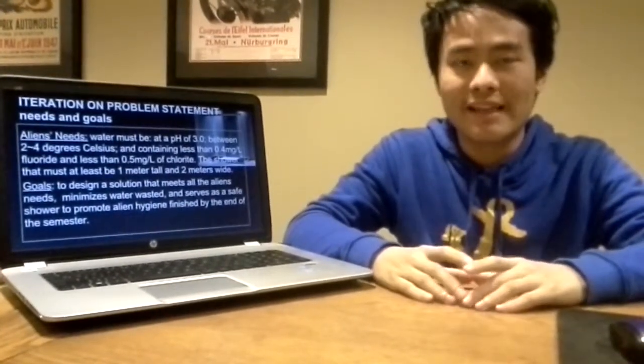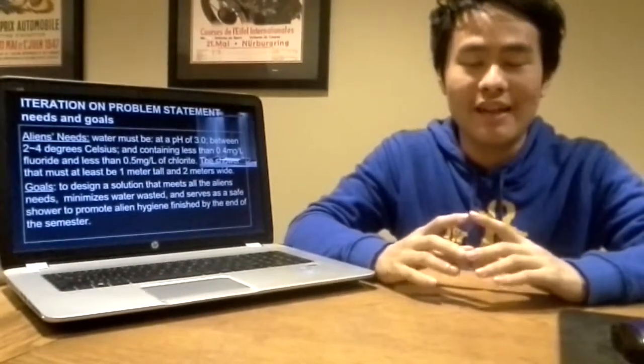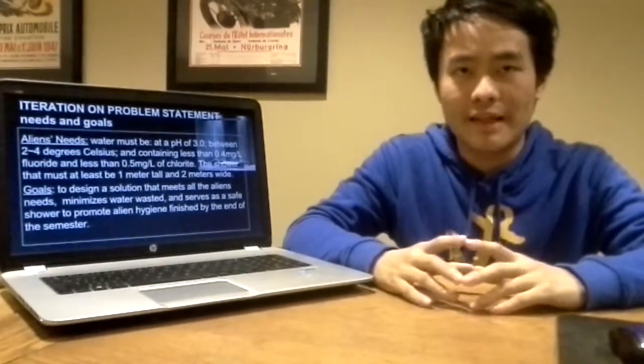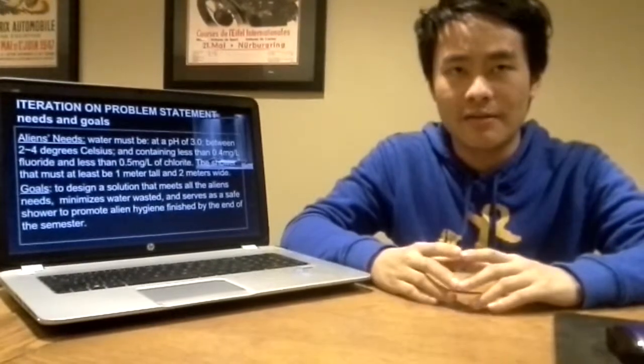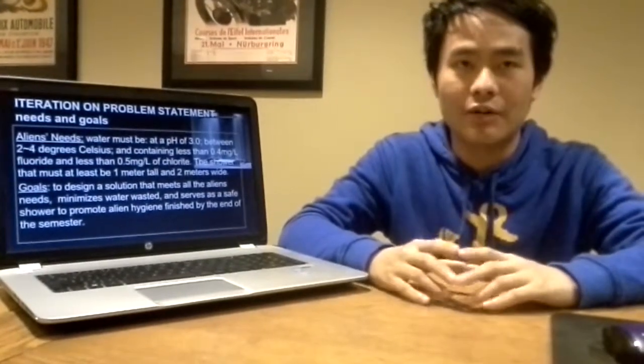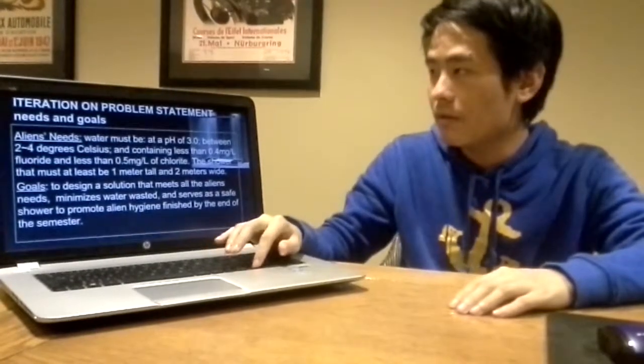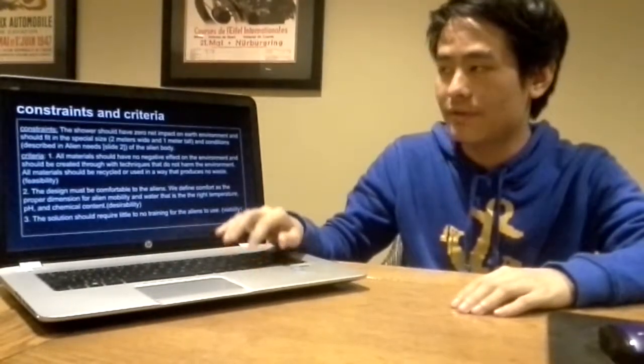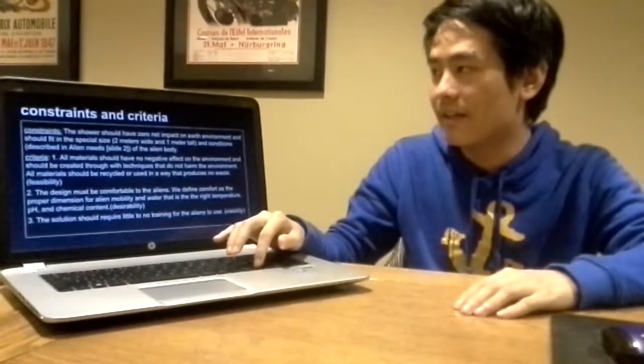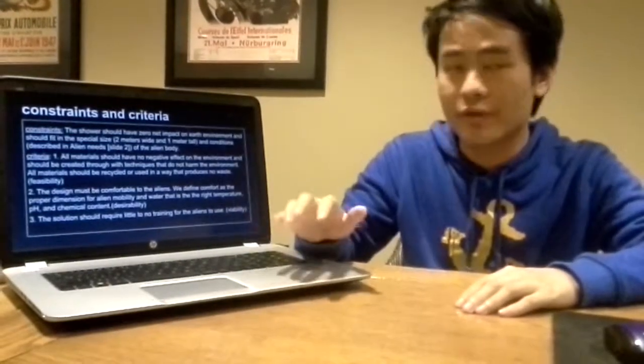Now, for our goals, first of all, we have to produce a solution that can be used in an eco-friendly way to produce that kind of water for the aliens. The second is that we have to create shower rooms that can fit the aliens' special body size. So this is the story of the aliens, and next we're going to constraints and criteria.